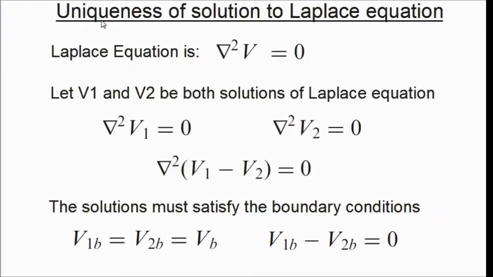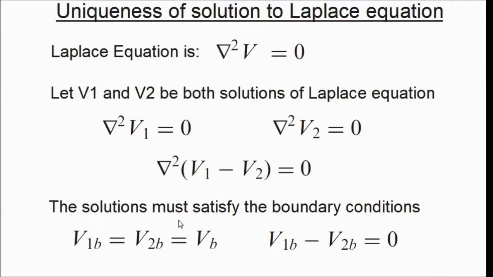We show the uniqueness of solution to the Laplace equation. Laplace equation is del squared v equal to 0, together with the boundary conditions. Let v1 and v2 be both solutions of the Laplace equation, so that del squared v1 is 0 as well as del squared v2 is 0. These two statements imply that del squared (v1 minus v2) equals 0.